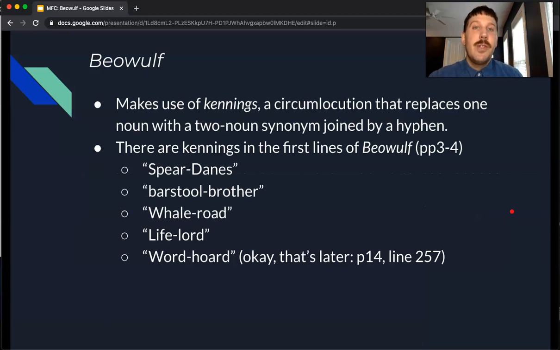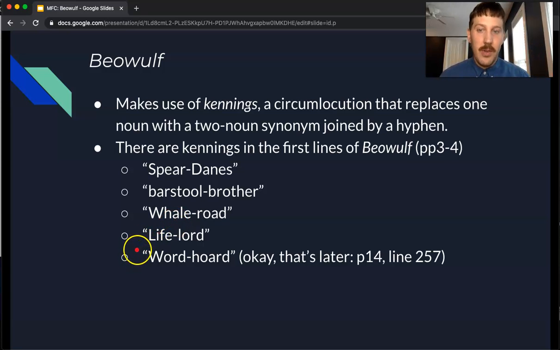Beowulf also makes use of another Old English convention known as a kenning, which is a circumlocution, or a way of rewording something, that replaces one noun with a 2-noun synonym joined by a hyphen. So there's a lot of kennings in Beowulf, and I've located just a few of them in the first few lines. The Danes are referred to as the Spear-Danes. The fellows of these Danes are referred to as bench-brothers. The ocean is referred to as a whale-road.